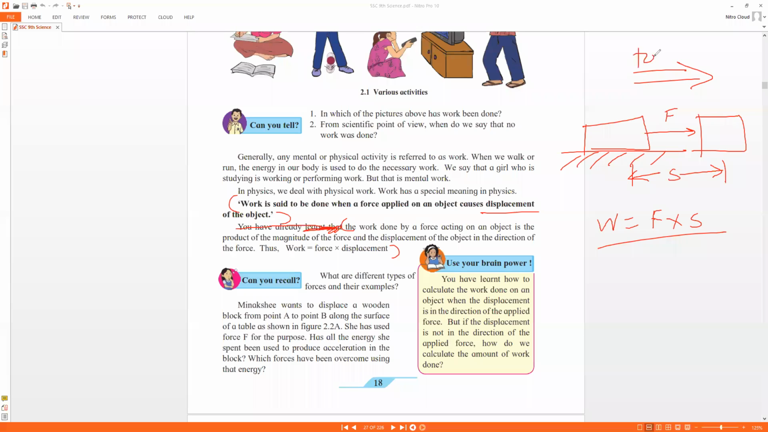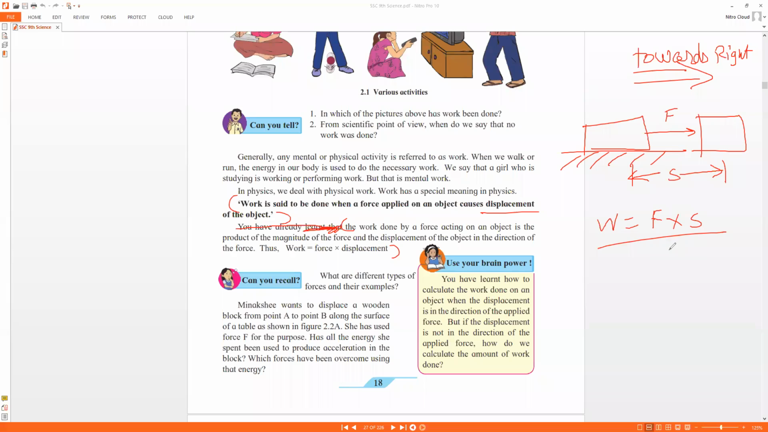Direction is towards right. The motion or the displacement is towards right. And the force is also towards right. Okay. And it's parallel. The force is horizontal, not inclined. So this is what you have been taught till 8th standard.